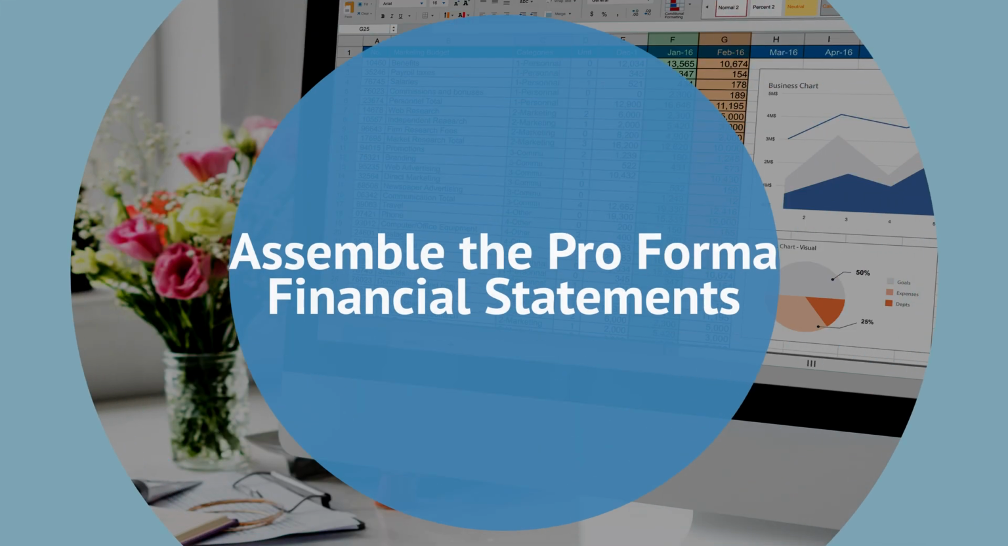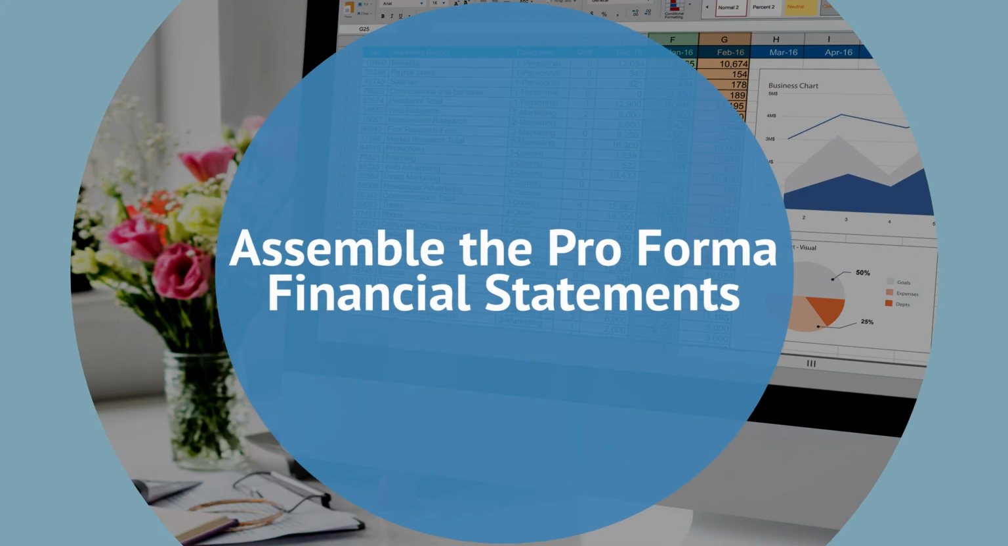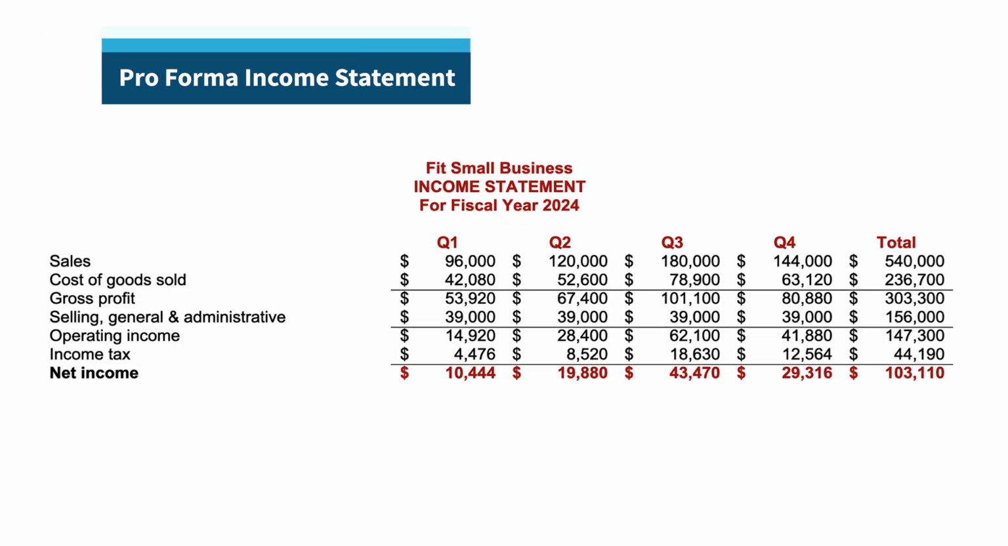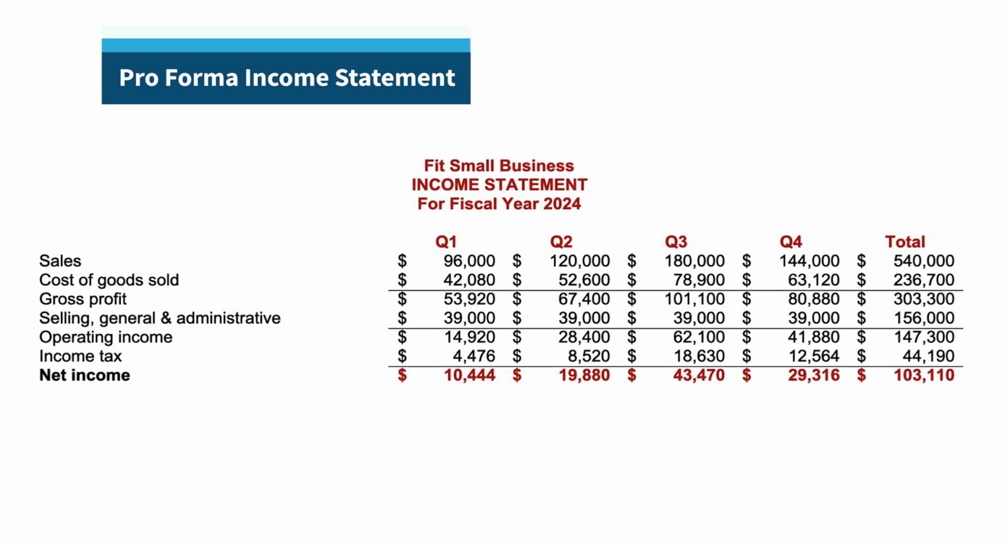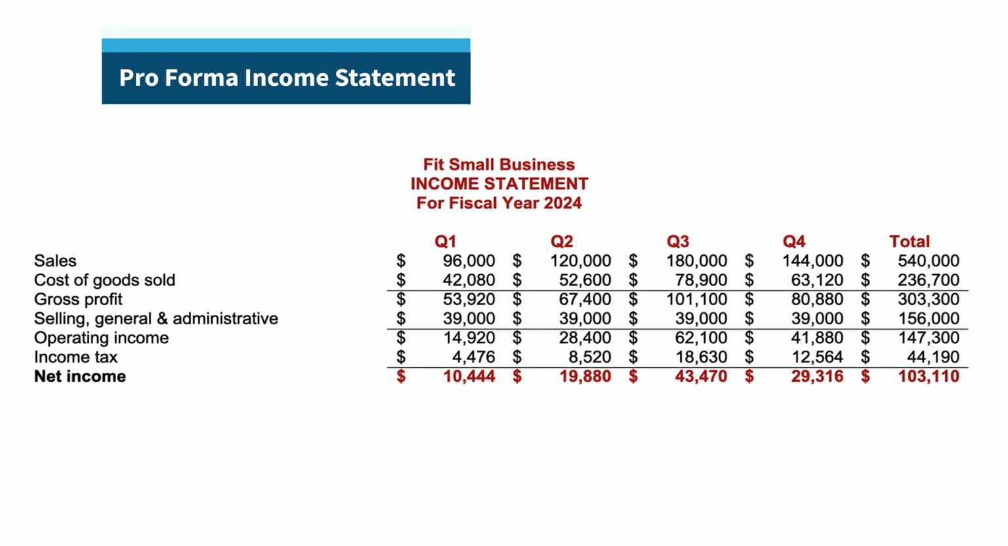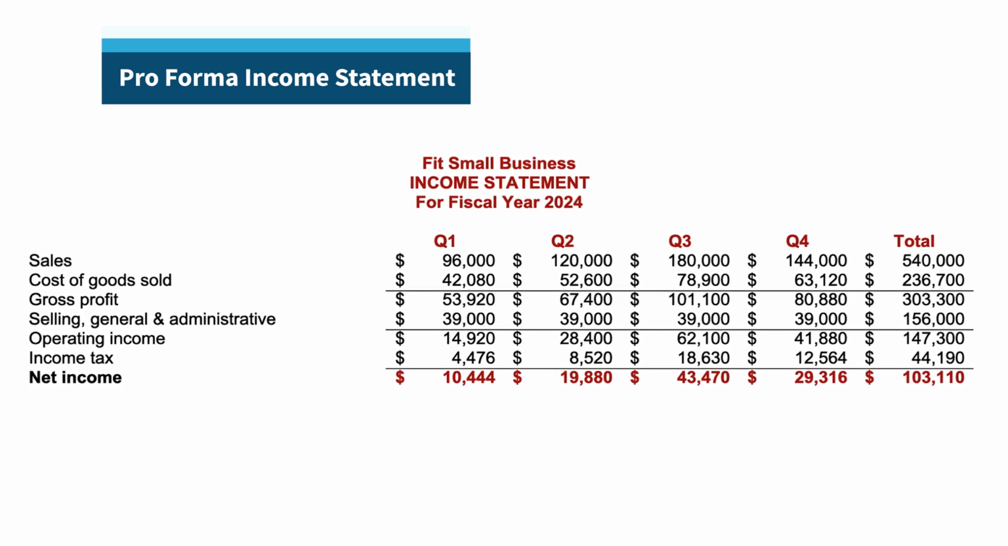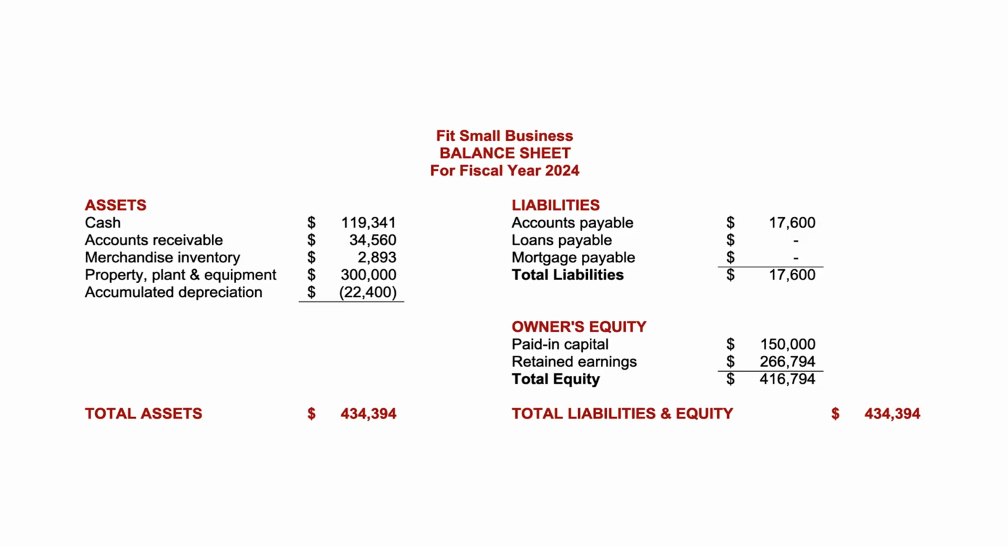The ultimate goal of budgeting is to create pro forma financial statements that reflect your expected financial position. Your pro forma financial statements typically include 3 key documents. There's the pro forma income statement, which projects your expected revenues, expenses, and profits, helping you set realistic financial goals by identifying potential profit margins and cost management opportunities.